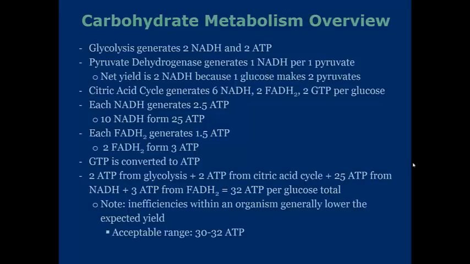The 2 ATP from glycolysis plus the 2 ATP from the citric acid cycle, along with the 25 from NADH and the 3 from FADH2, will net 32 ATP total after the electron transport chain proceeds. There are inefficiencies within organisms, and that will generally lower the accepted yield. So usually you're going to see anywhere from 30 to 32. Sometimes more, sometimes less, but these are all within acceptable ranges.